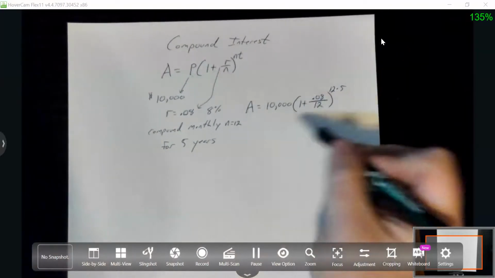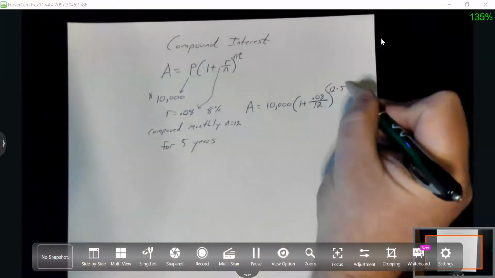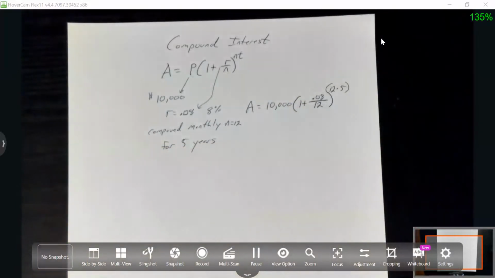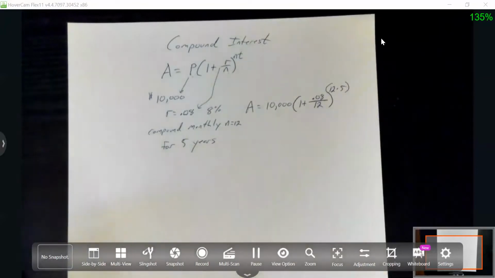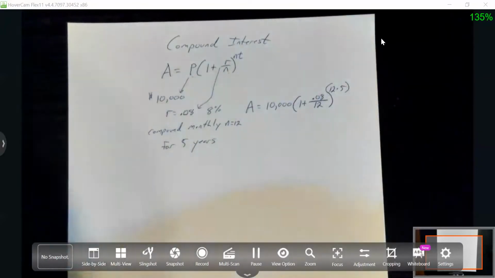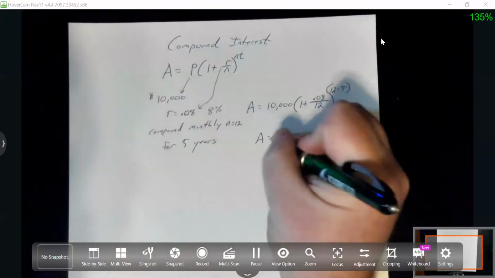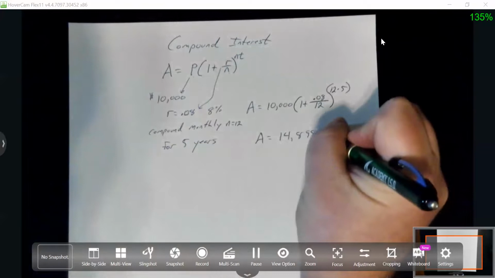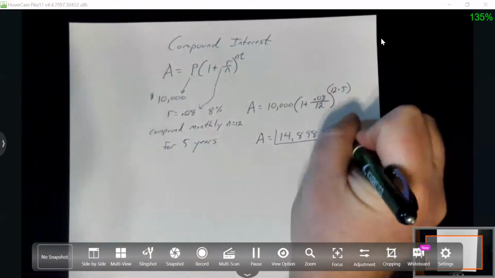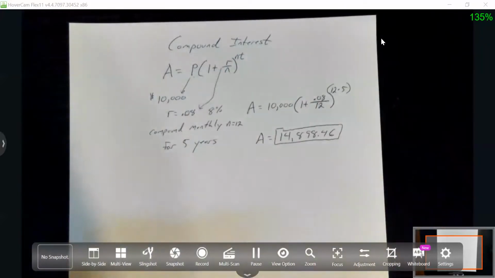So this whole thing we can put into the calculator as long as you're careful with this exponent. So let's actually put that in, see what we come out with. You can double check your answer. So 10,000 times 1 plus 0.08 divided by 12, raised to the 60th power. So after 5 years, this $10,000 will have become $14,898.46. So that's how much you'd have in the account after 5 years.